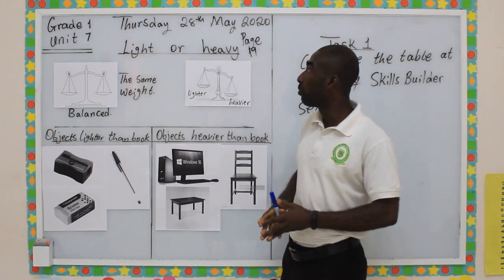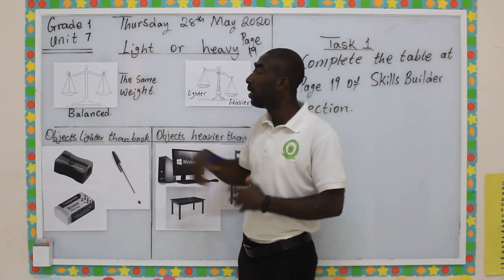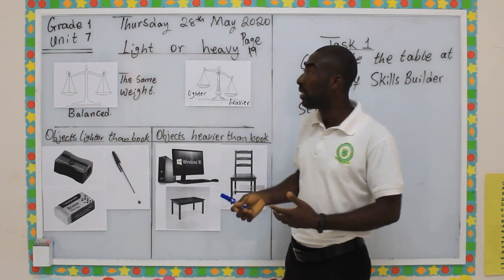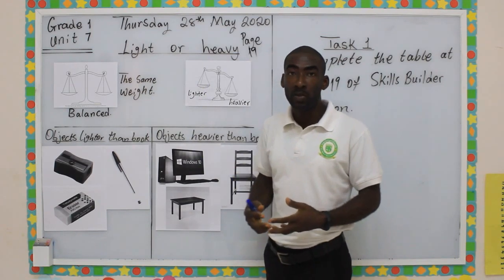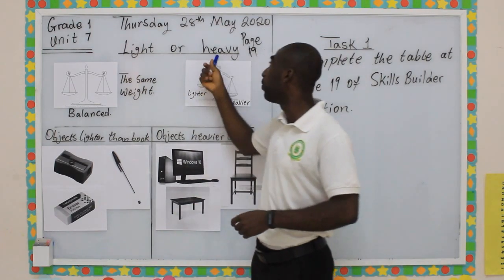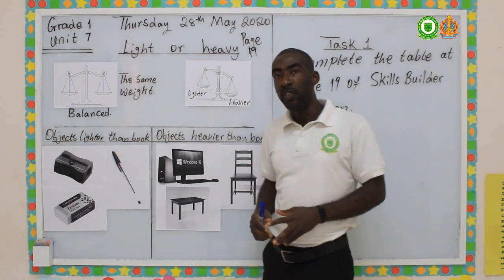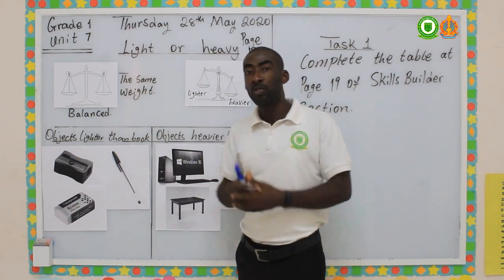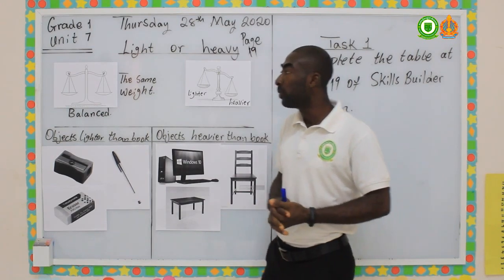You should always remember that when we say light, or something that is having a light weight, it means that particular object is easy to lift or easy to carry. The same way heavy, it is difficult to carry or difficult to lift from the ground.